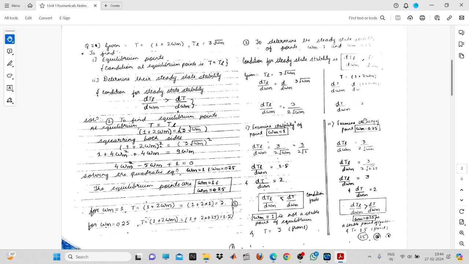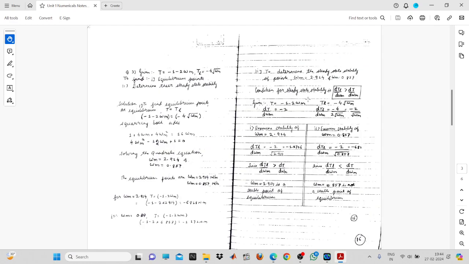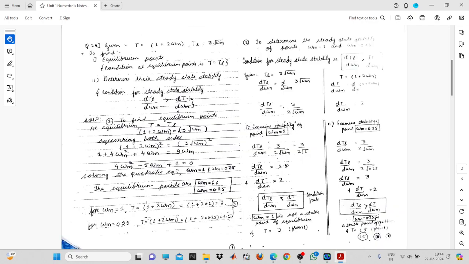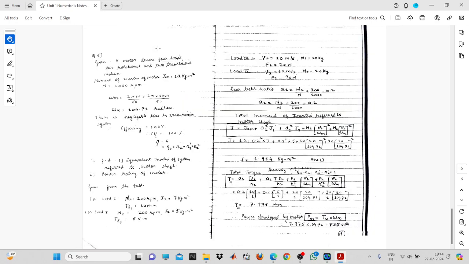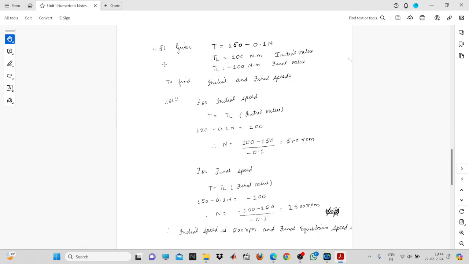Now, similarly, you will have to examine this point. I think here dTL is 3, which is higher than 2. So in this way, you can find whether the point is stable or not. This is your second one. Now, similarly, you can go for this third equation. I think this is the same thing we are doing. This is the fourth numerical.